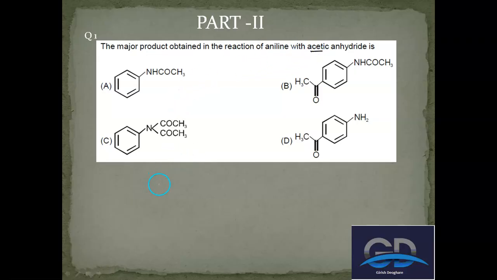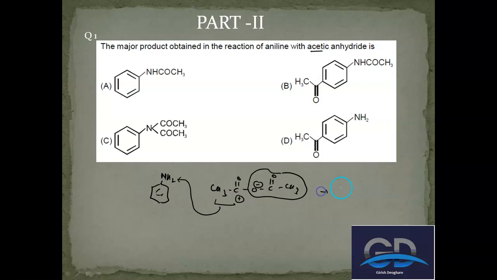So we know that aniline is basic in nature, whereas on the other hand in acetic anhydride, the acetate group is a good leaving group, so it is going to leave taking away the electrons. It creates an acylium ion and that attacks over here. So basically the answer for this question would correspond to A. For this question the answer is A.